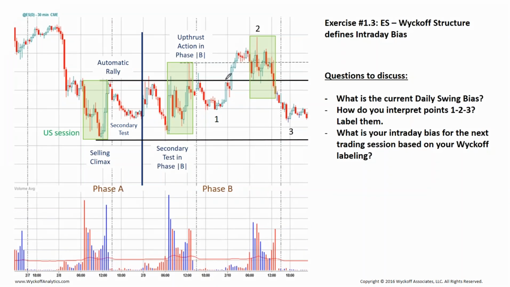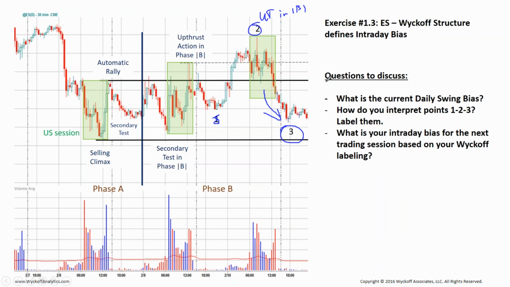So this is the action that we've had during this session, and we've seen that this was just another upthrust. The price came back to the trading range and came down. So how would we label, let's say, let's not label point number 1, let's label point number 2, and possibly let's talk about number 3. Okay, so 2 is another upthrust, we know that.